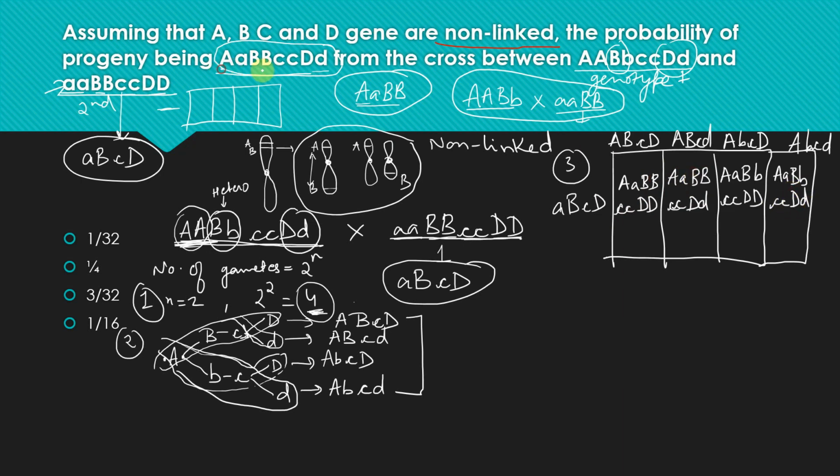Now look at our progeny genotype which we wanted. What is its probability? Look at which one has this particular genotype. So AA, BB, CC, DD. This is the one which has this particular genotype, right? Rest of them don't have. So this is the particular genotype which we wanted. What is the probability of this progeny out of all these four offspring? This is coming 1 out of 4. So that means the probability of this genotype of a progeny by cross of these two particular parents is 1 by 4. So this is the third method.